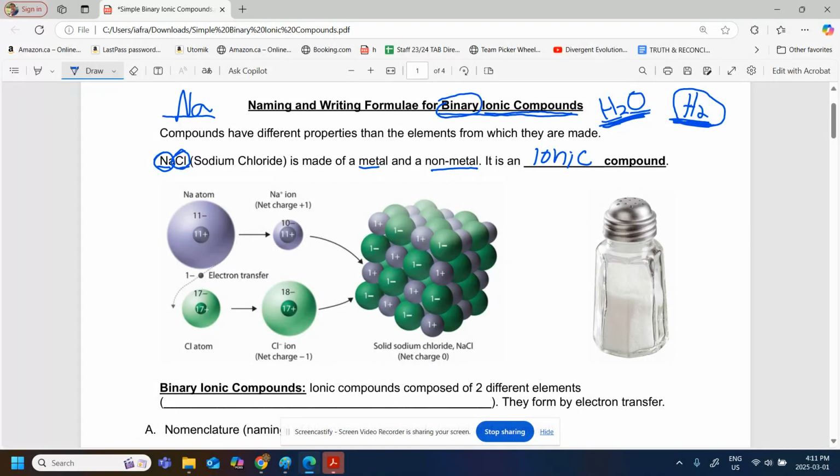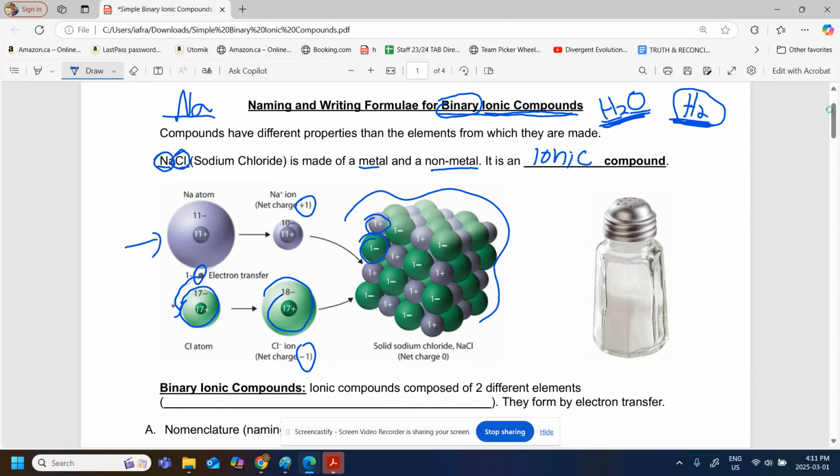Ionic compounds form by transferring electrons. So you can see here that sodium loses one electron to chlorine over here, like this. And so sodium becomes charged with a positive one because it lost one electron, and chlorine becomes charged with a negative one because it gained an electron. And now that they have opposite charges, positive one and negative one, they attract to each other.